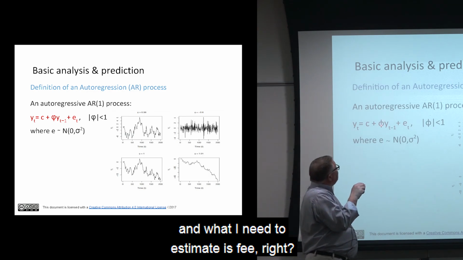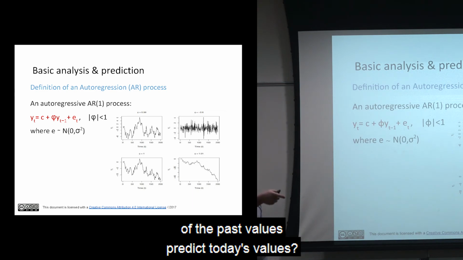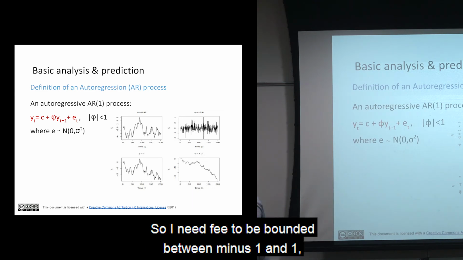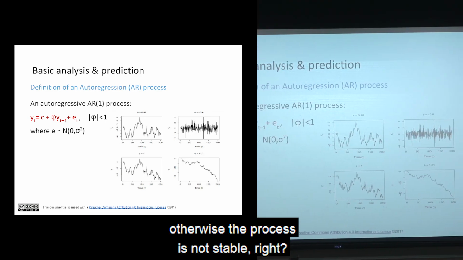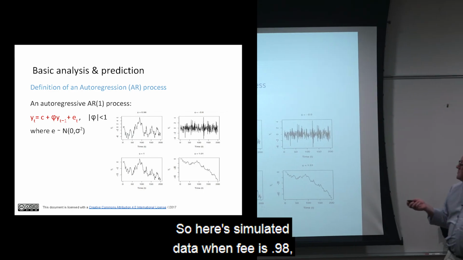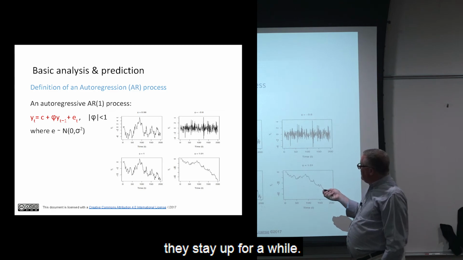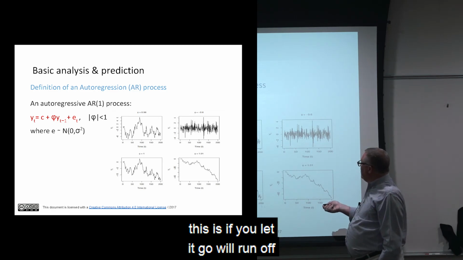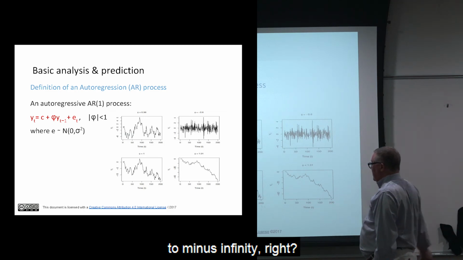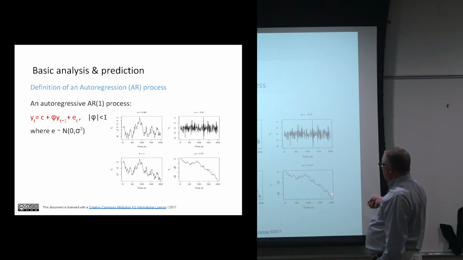And what I need to estimate is phi, right? Where phi is going to tell me how much or what proportion of the past values predict today's values. So I need phi to be bounded between -1 and 1, otherwise the process is not stable, right? So here's simulated data when phi is 0.98. So notice when things tend to stay up, they stay up for a while. Here's a related one where phi is actually 1. This, if you let it go, will run off to infinity, right? As it does here when it gets bigger than 1.